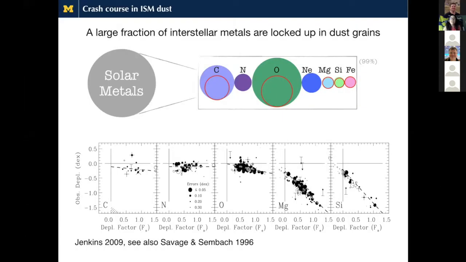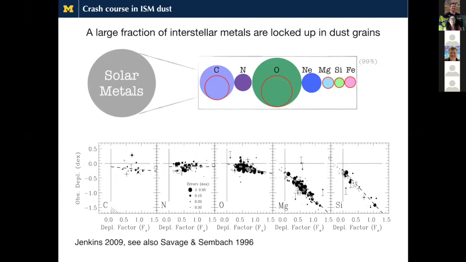Okay. So a large fraction of interstellar metals are locked up in dust grains, and this is important for a few reasons, but particularly with X-ray spectra. Metals, these heavy metals, are what contribute the most to absorption from the interstellar medium. So this little cartoon here shows you how elements in solar metals are distributed in terms of their abundance, and the red circles represent approximately how much we believe is locked up in interstellar dust grains. So you can see that a significant fraction of the metals that are actually absorbing X-rays are in solid phase.